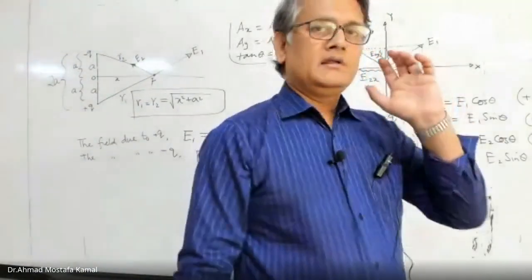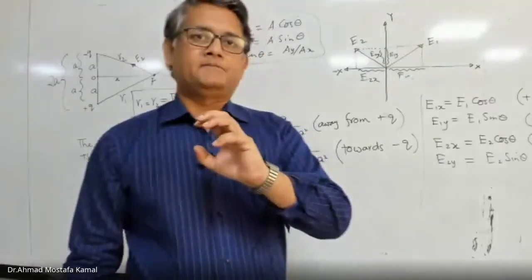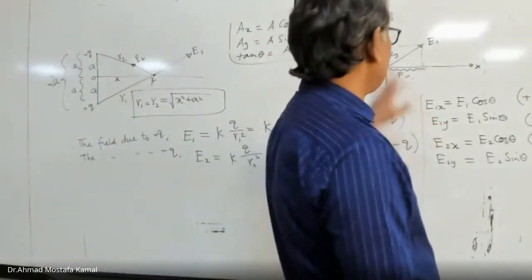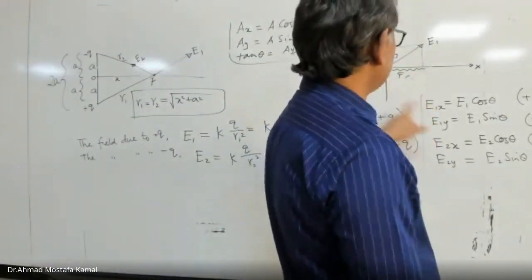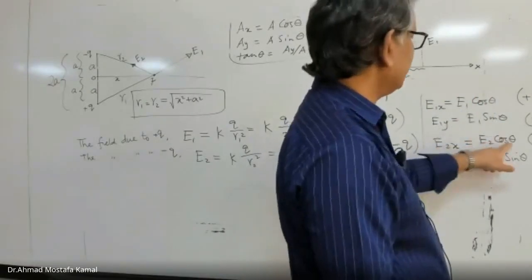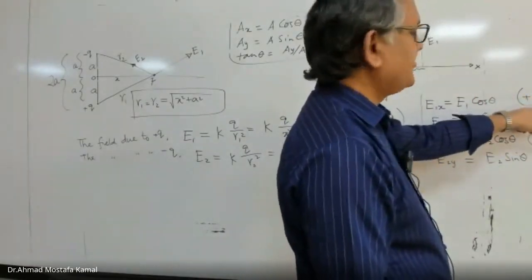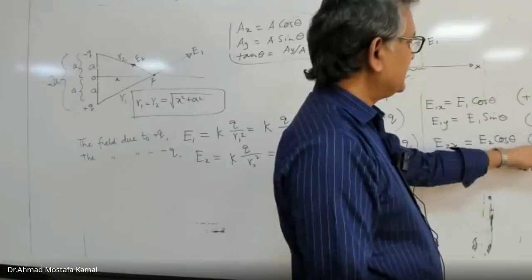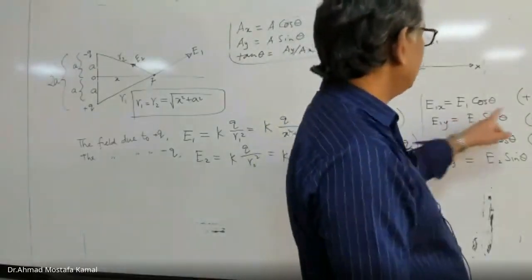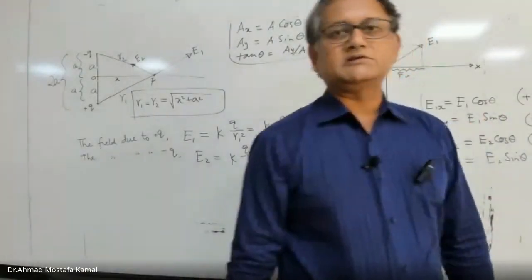So think of them separately, okay, x and y separately. X component, in x direction we have two, e1x and e2x, e1x is e1 cos theta, e2x is e2 cos theta. One is working in the positive x axis, the other is working in the negative x axis, okay. On the other hand, e1y and e2y, both of them are working in the same direction, positive y direction.